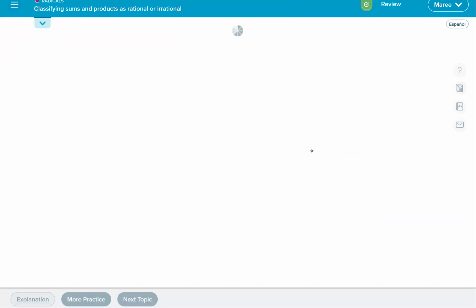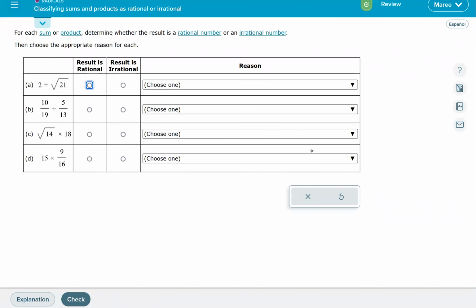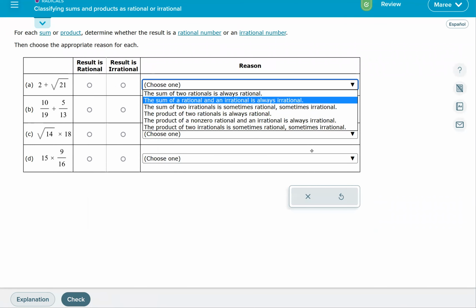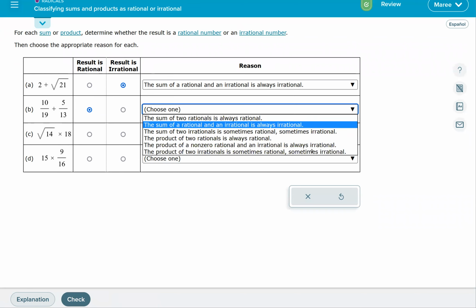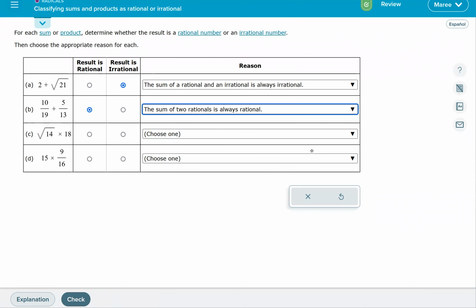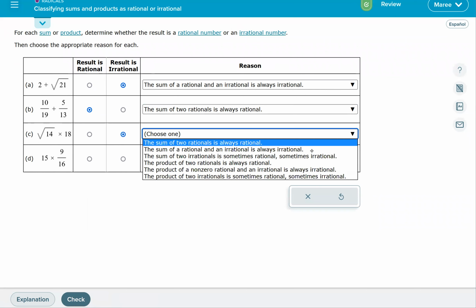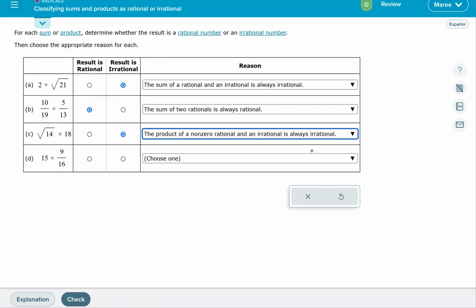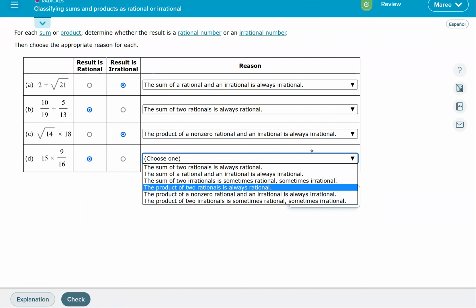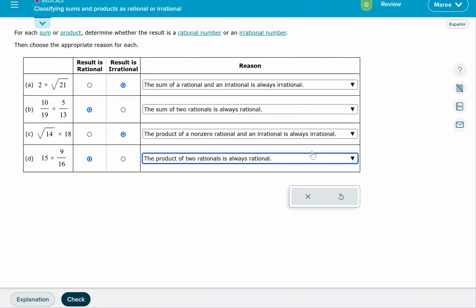And let's just do one more. We are adding, so the sum of a rational and an irrational is always irrational. These are two rational numbers added. They're both fractions, and fractions are rational. This is an irrational and a non-zero rational, so it's going to be irrational. And then we're multiplying two rationals. So the answer is always rational.